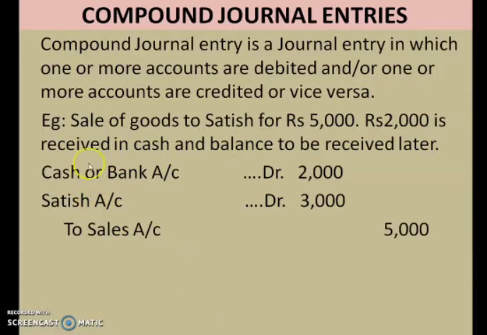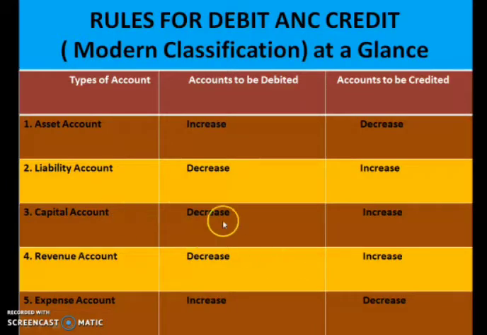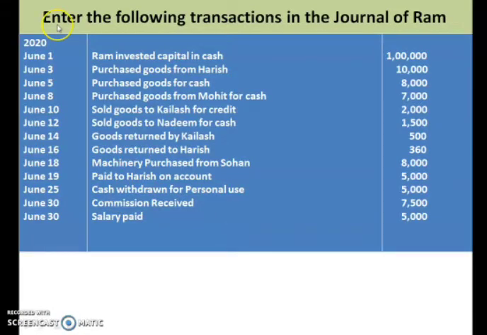Sometimes debit items will be more than one, and in some cases we will have more than one account on the credit side. In those cases it is known as a compound journal entry. Now let's move further with one problem: enter the following transactions in the journal of Ram. So this is the question.